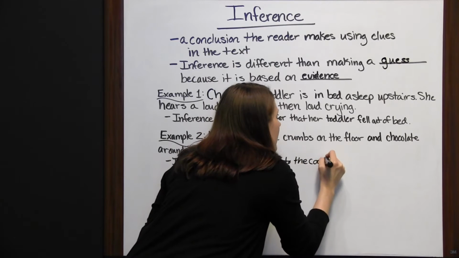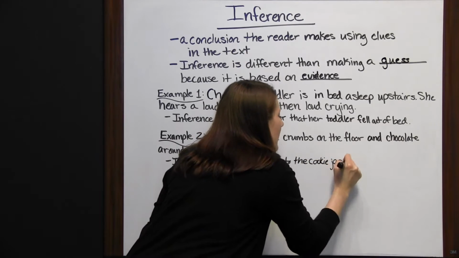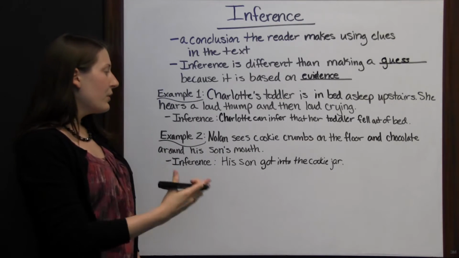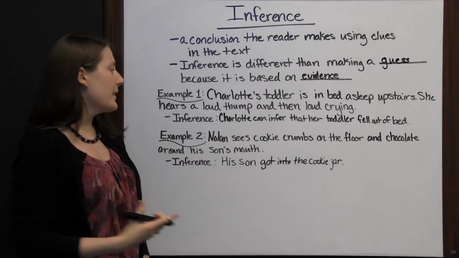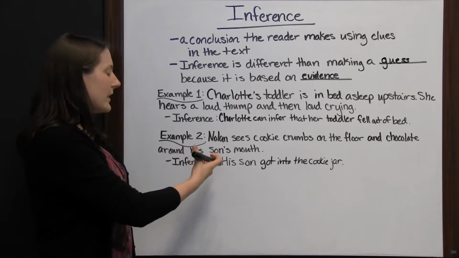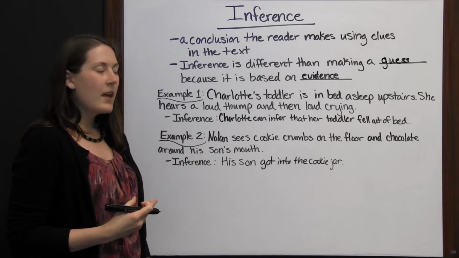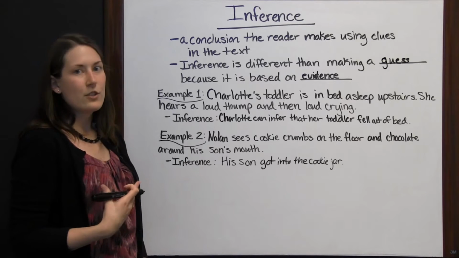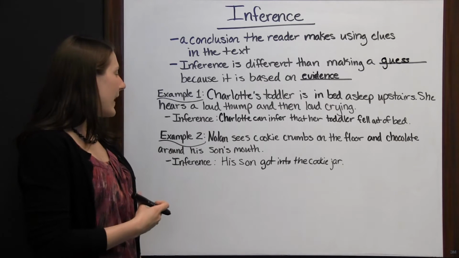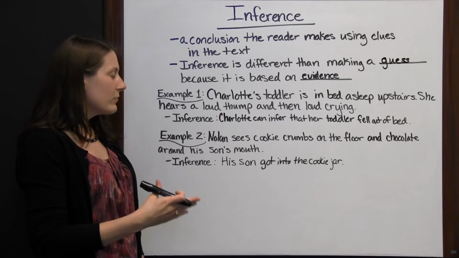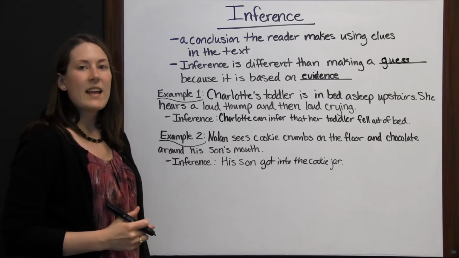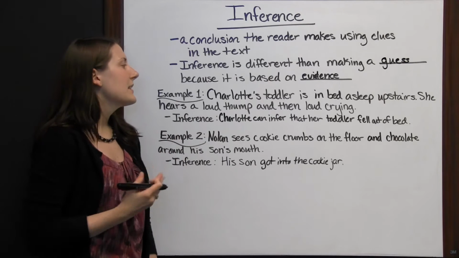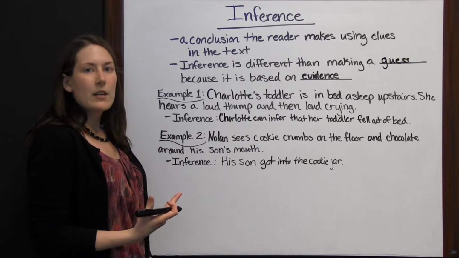And it may not be the cookie jar, it may be that he got into a pack of cookies, but you don't really know the rest of that. You just know that if there are cookie crumbs on the floor and chocolate around his son's mouth, the kid got into cookies somehow. So you can infer he got into a cookie jar or a pack of cookies without the author explicitly saying that to you. And that's all inference is. Reading something and coming to a conclusion.